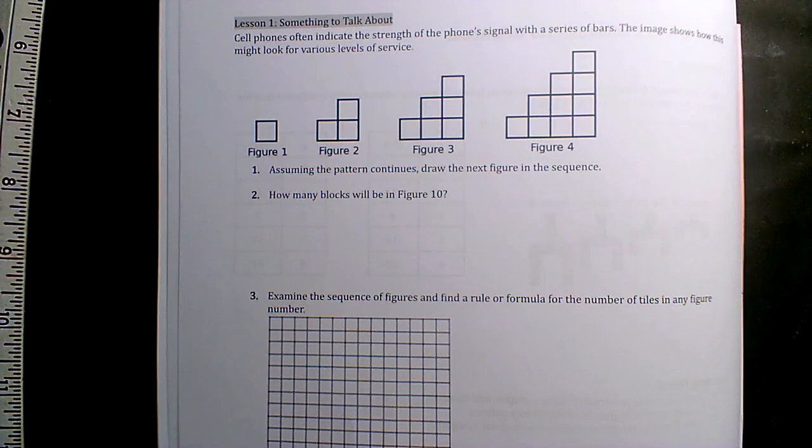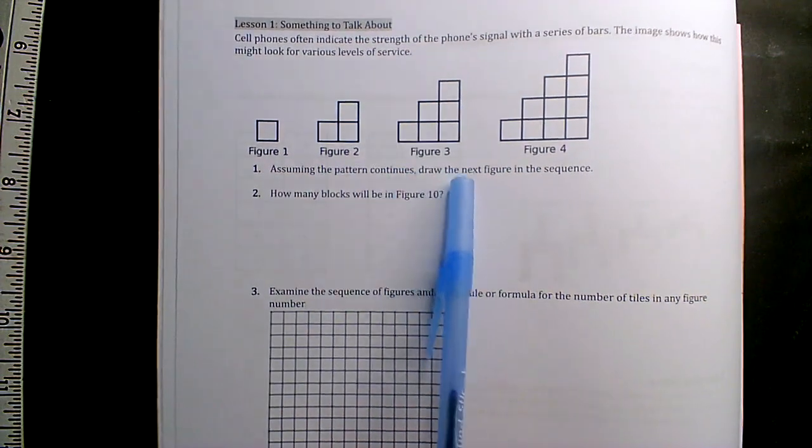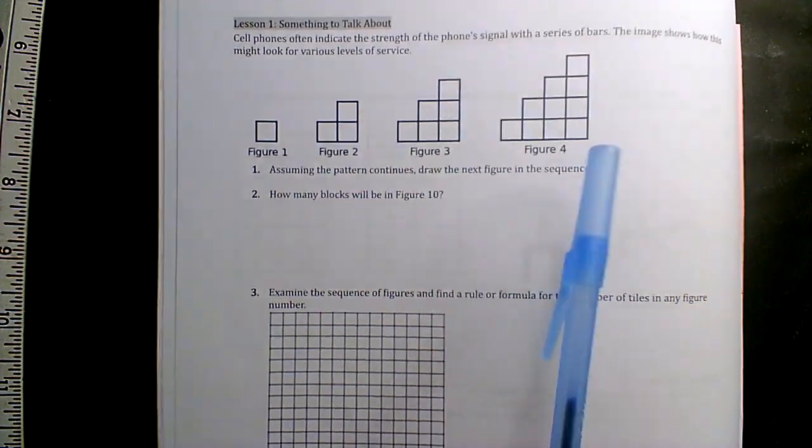All right, so look, you're going to have a quadratic pattern here. Figures 1, 2, 3, 4 are given to you. You need to find figure 5, right? Because it says, assuming the pattern continues, draw the next figure in the sequence.